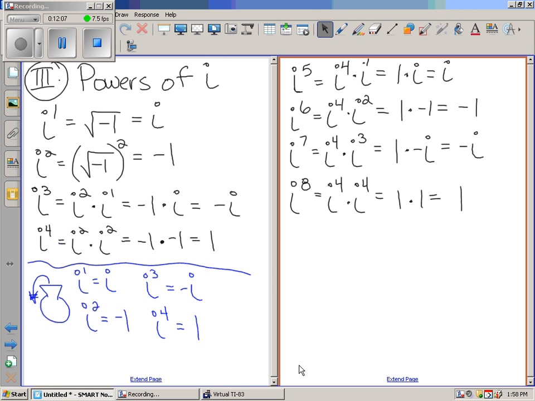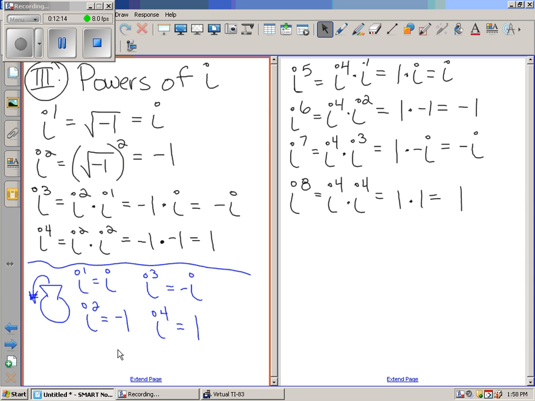Do you notice something? Take a look at the pattern. It's starting to repeat itself. i, -1, -i, 1. Look at the first 4: i, -1, -i, 1. And this happens in groups of 4.